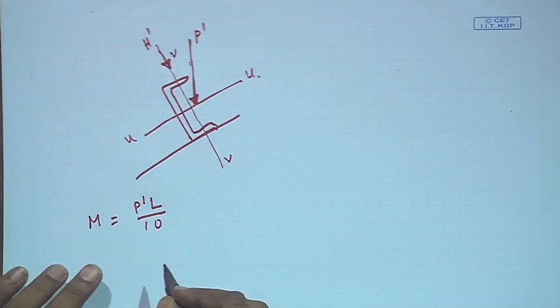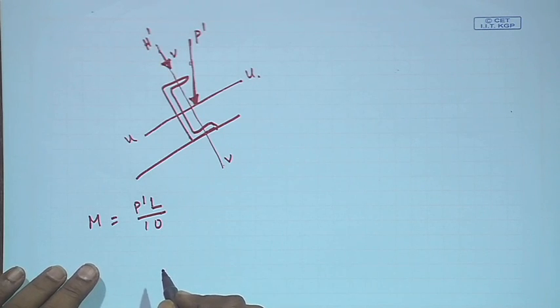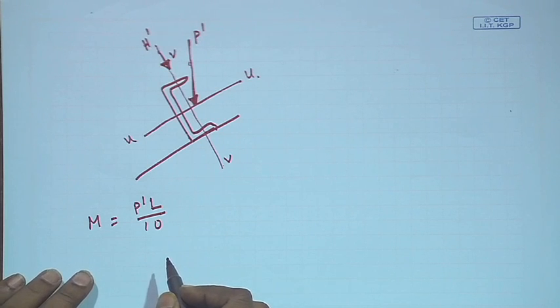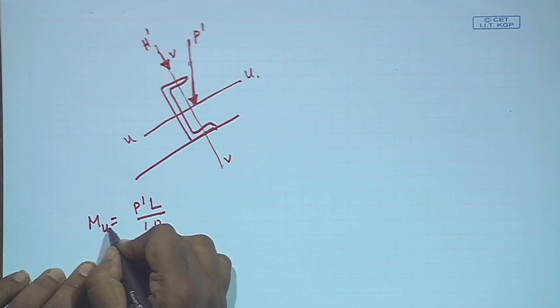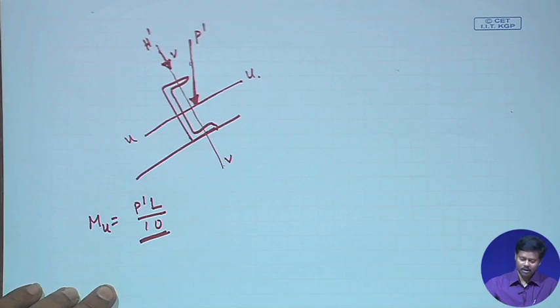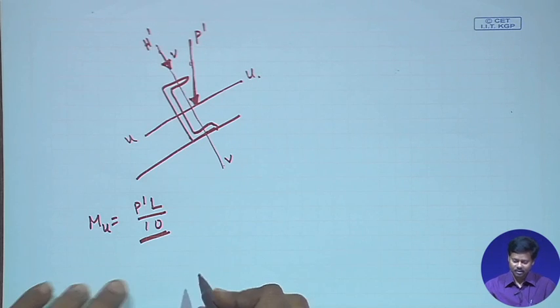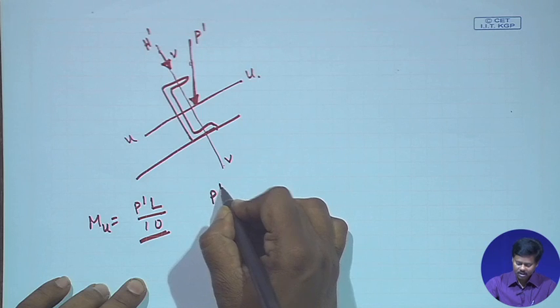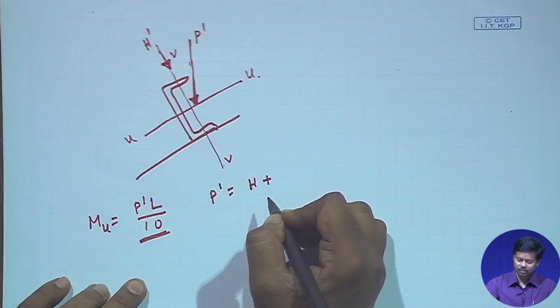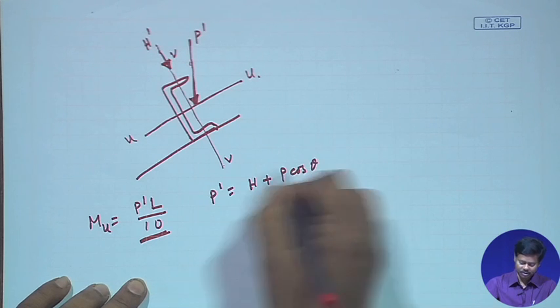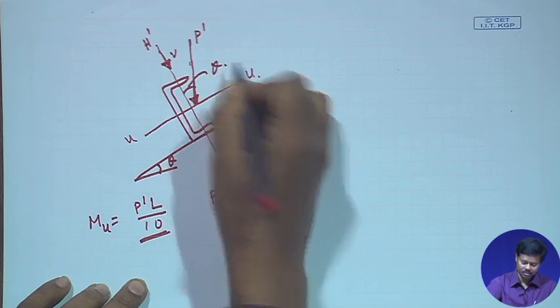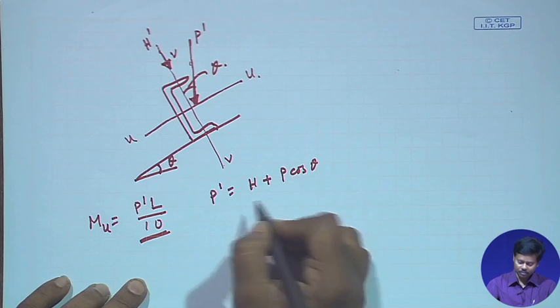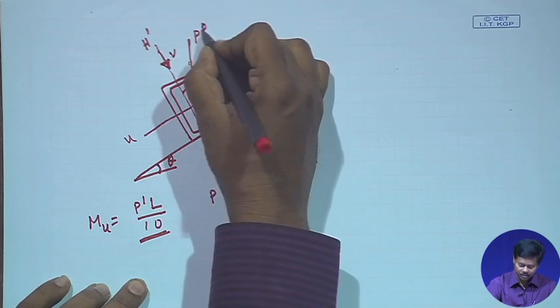So, P dash is the gravity loads acting along the VV axis, which includes the self weight of sitting purlins, live load and snow load, right. So, the moment Mu we can calculate as P dash L by 10, where P dash can be written as horizontal load due to wind plus P cos theta, because if this angle of inclination is theta, then we can consider this value as theta. So, the P dash value will become, sorry, this is P.